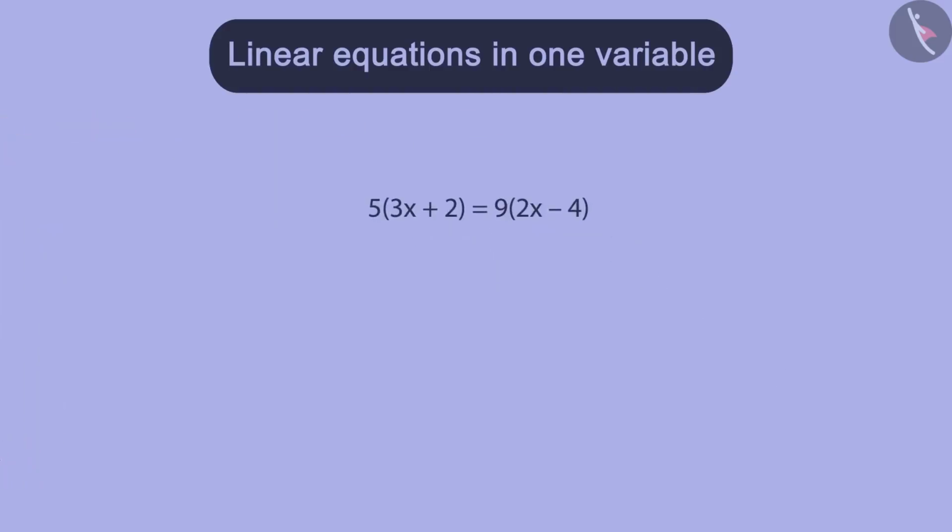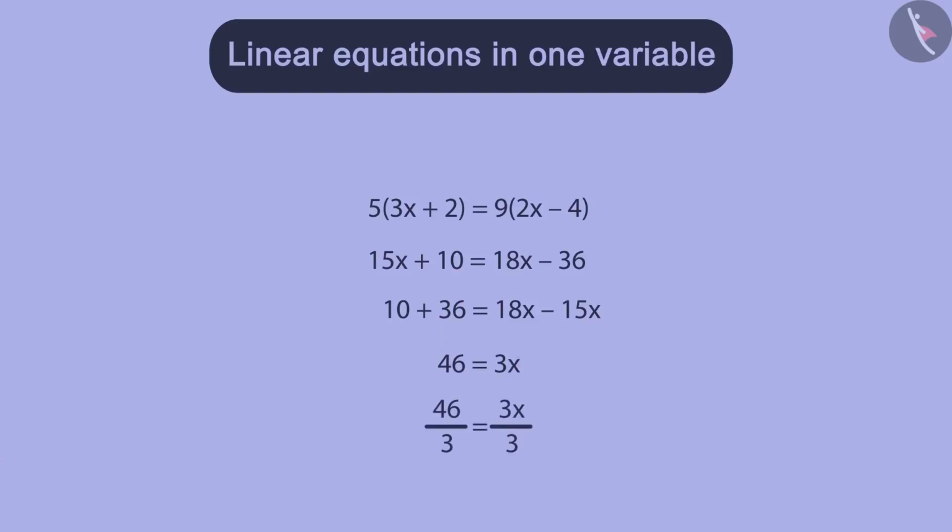Now we can see that this is a linear equation with one variable. When we remove the brackets on both sides of the equation, we get this equation. In the previous sessions, we have seen how to solve these kinds of equations. We move the terms with variables to one side and move the terms with constants to the other side. And then we get this equation. Now we have to divide both sides by 3. And this way, we find the value of x is equal to 46 by 3.